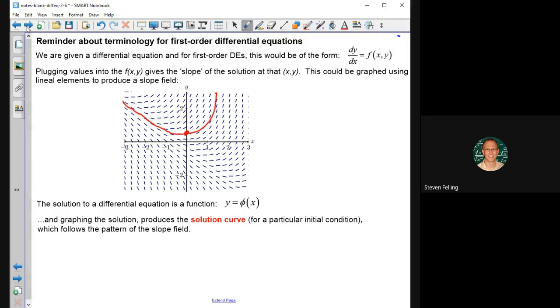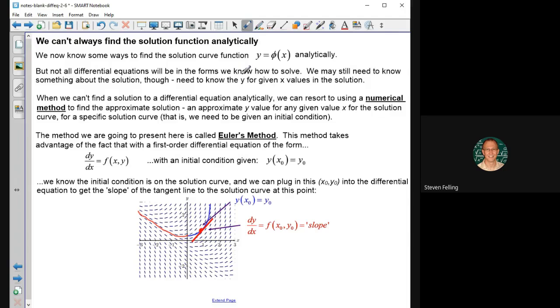All right. So, we now know a lot of ways to find that solution curve analytically. Okay, all different methods that we've learned throughout chapter 2. But not all differential equations are going to be in forms that we know how to solve. In chapter 4, which we're actually going to do next, we're going to talk about another set of methods that we can use when we have higher order derivatives. So we have second derivatives or third derivatives in the differential equation. But even then, we'll be left at the end of the course with some differential equations we won't have a method to solve. Right. So, but a lot of times we still want to know something about the solution curve.